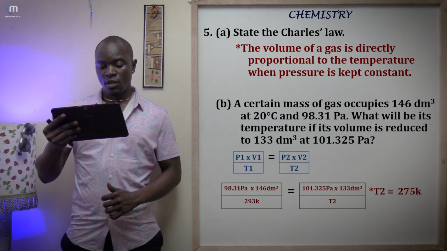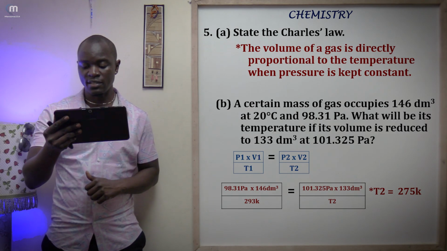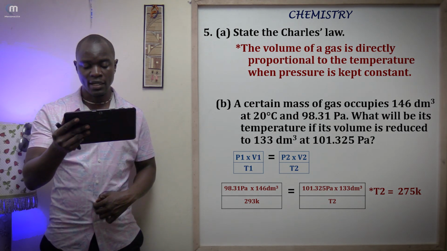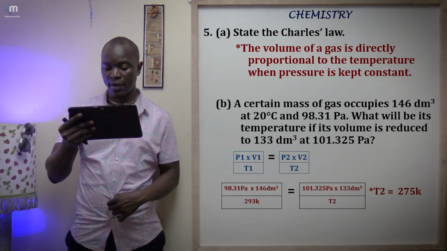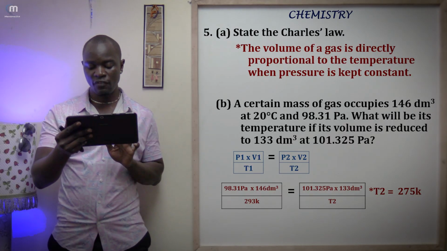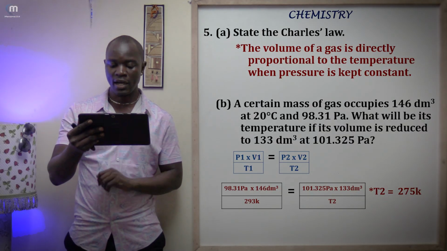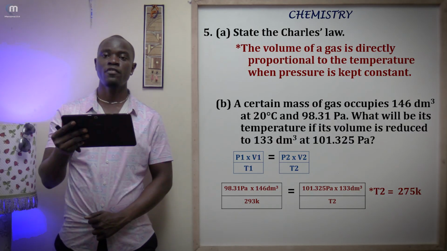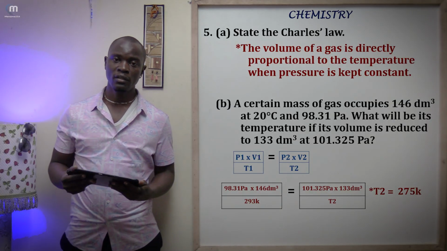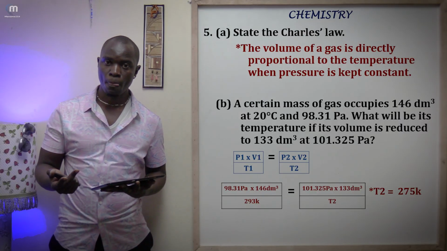So apart from that, question B is asking: a certain mass of gas occupies 146 dm cubed at 20 degrees Celsius and 98.31 pascals. Then the question is saying, what will be its temperature if its volume is reduced to 133 dm cubed at 11.325 pascals?